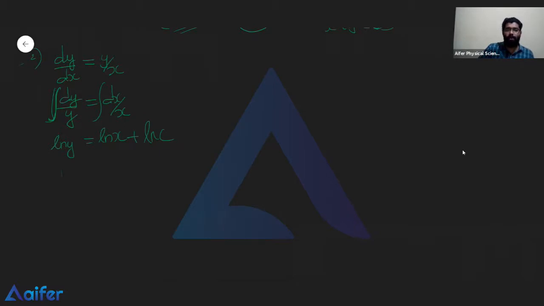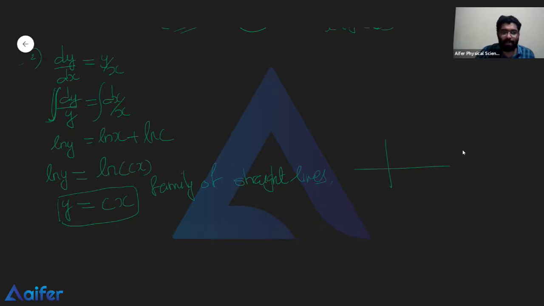Okay. So log y equal to ln cx, log a plus log b, right? So exponentiating, y equal to cx. What is represented by this equation? This is a straight line, but c makes it a family of straight lines. c is different, which means slope is different.